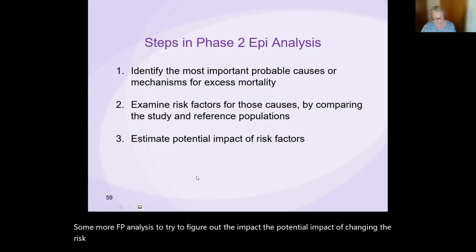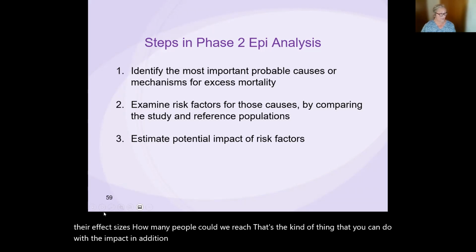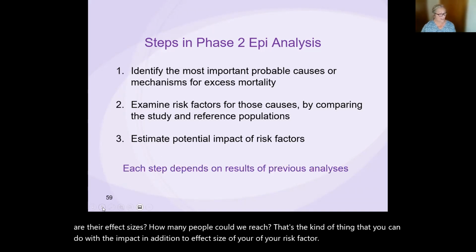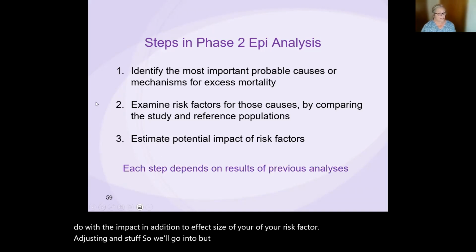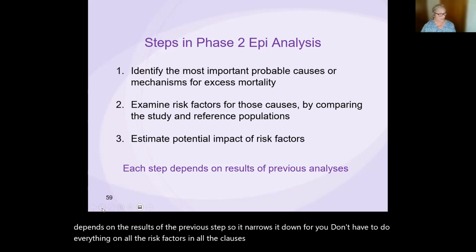First of all, can it be changed at all? Are there interventions that do change? What are their effect sizes? How many people could we reach? That's the kind of thing that you can do with impact, in addition to effect size of your risk factor, adjusted and stuff. So we'll go into that. But the important thing here is that each step depends on the results of the previous step. So it narrows it down for you. You don't have to do everything on all the risk factors and all the causes. You focus on the ones that are important in your community.